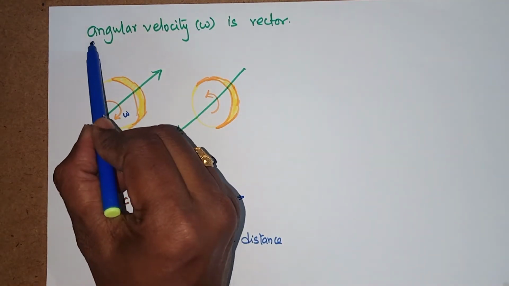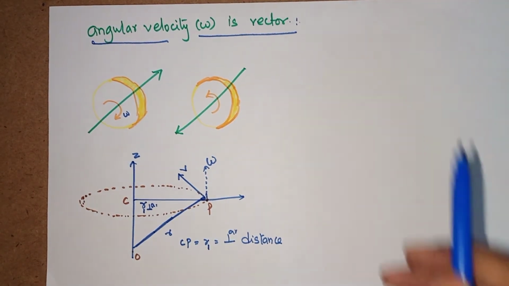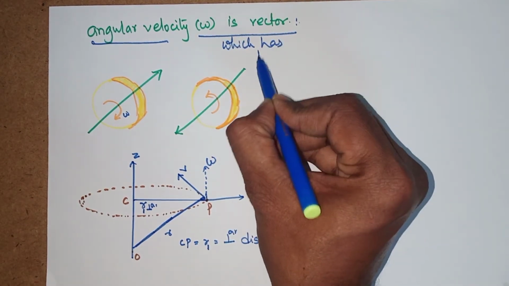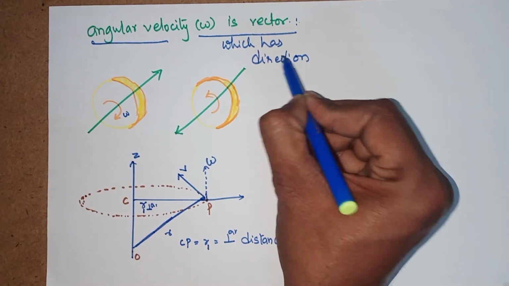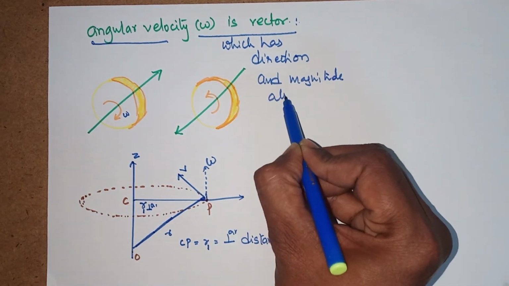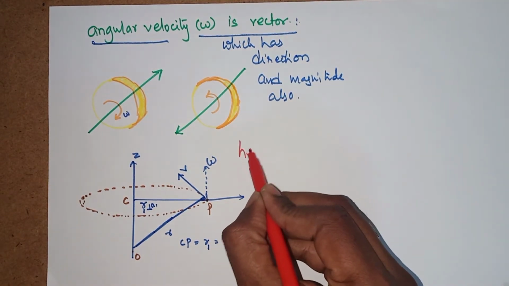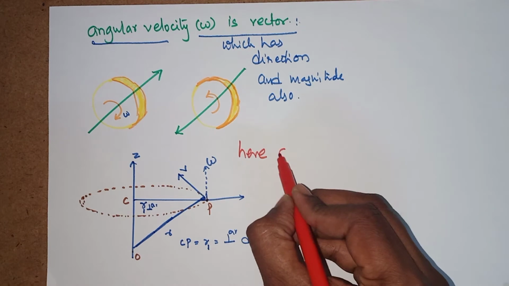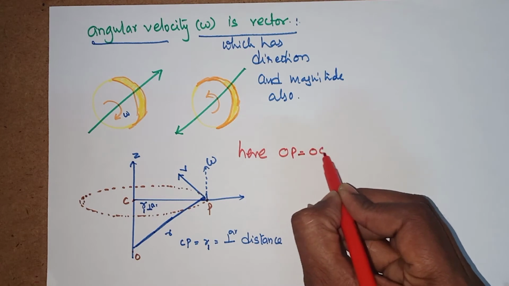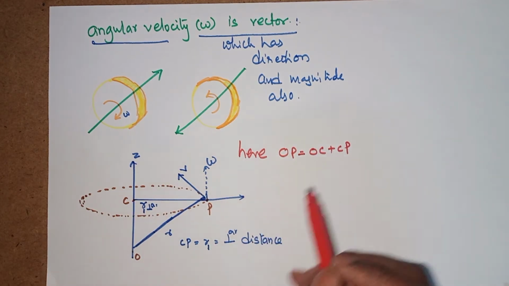Because angular velocity omega is a vector, it is not a scalar. It appears as a scalar, but it has direction and magnitude also. Here OP is equal to OC plus CP. OP is equal to OC plus CP.